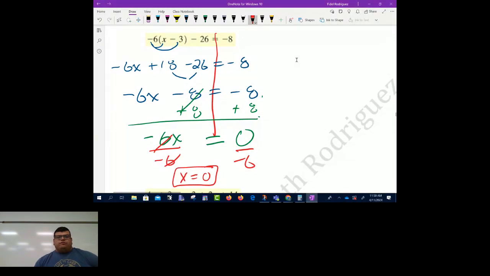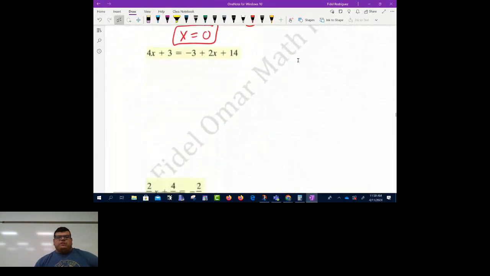All right, guys, I'm going to scroll down just a little bit more for this last problem. And again, we'll pick up the ones on the fractions on Monday.